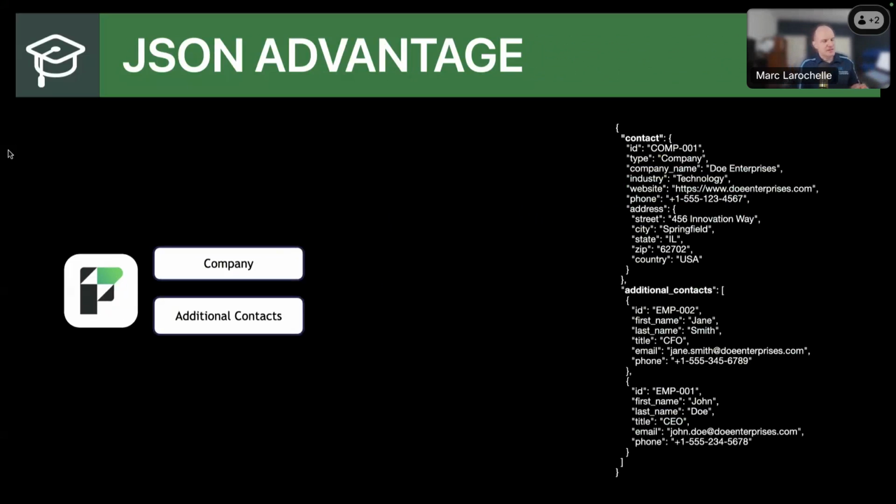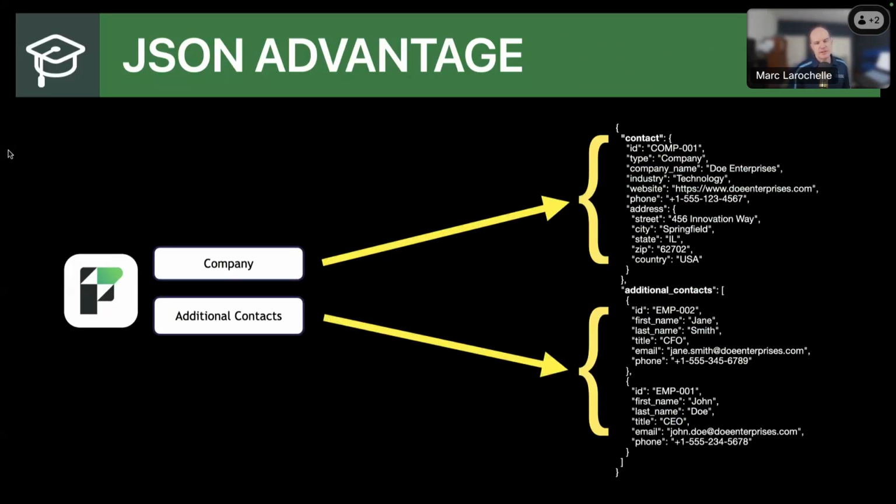But now, complex systems like our apps that we build often have relationships and often have entities. So we have a company and additional contacts. So here on the right, you see a typical example of a JSON formatted text block. And here is the company. And here are the additional contacts. And they're side by side like that, or on top of each other.